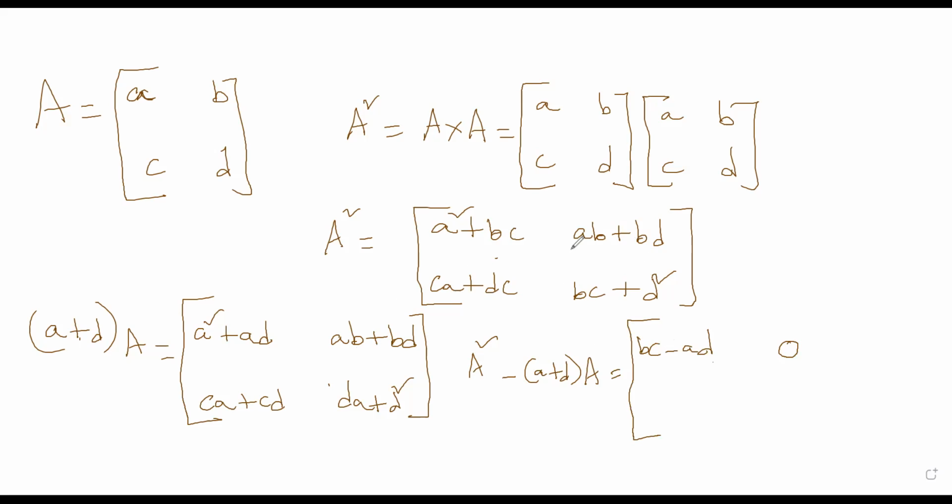A square plus BC minus A square plus AD. A square got cut. So BC minus AD. Not plus, minus, subtracting. BC minus AD, right? You are subtracting AD from one matrix to the other matrix. So it's BC minus AD, right?